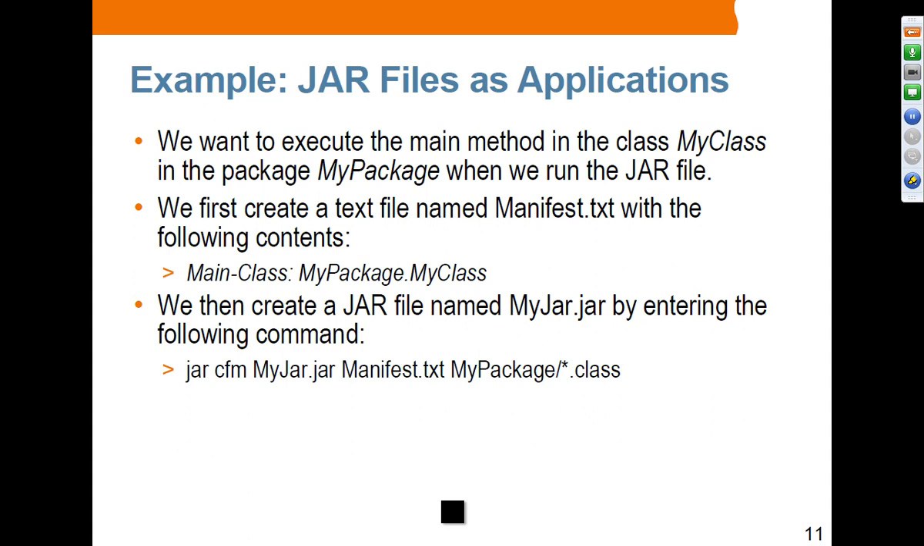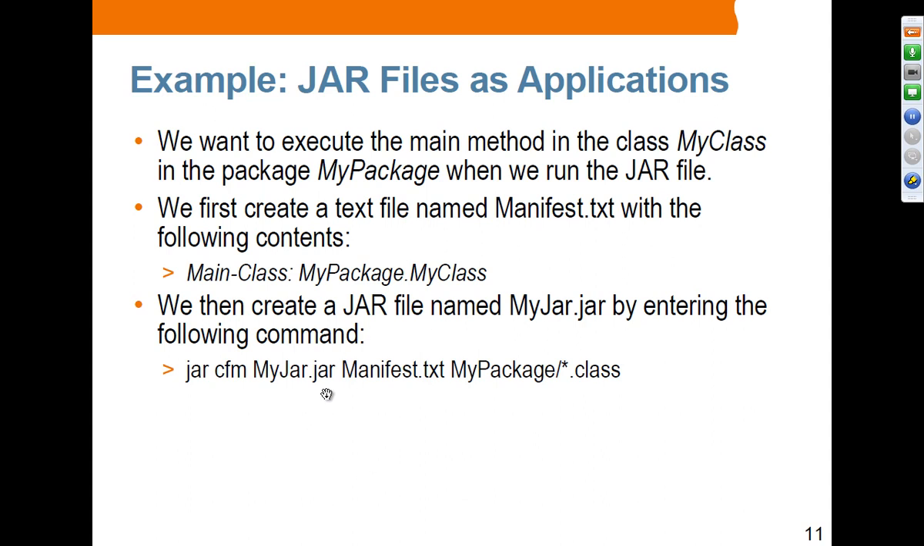So this is an example. Suppose I have my package and my class, and my class contains a main method. Okay, so I am going to create the manifest. I can actually add this one into the manifest file. The default file is the manifest.mf file. Okay, so I can add this line to the manifest file.